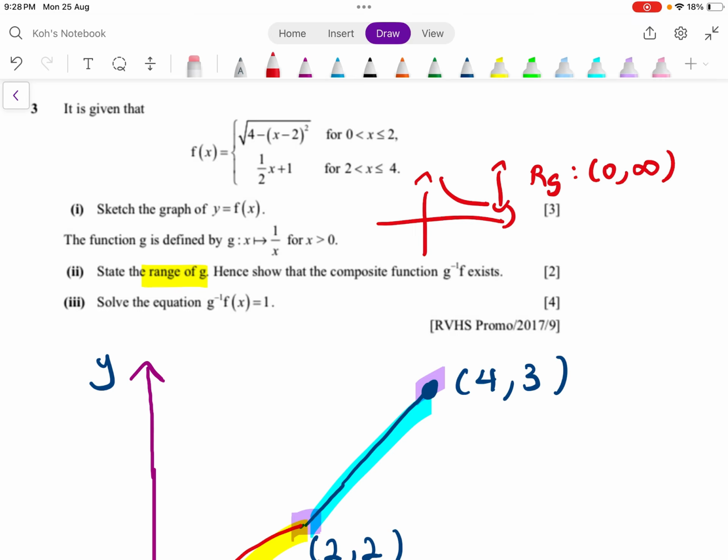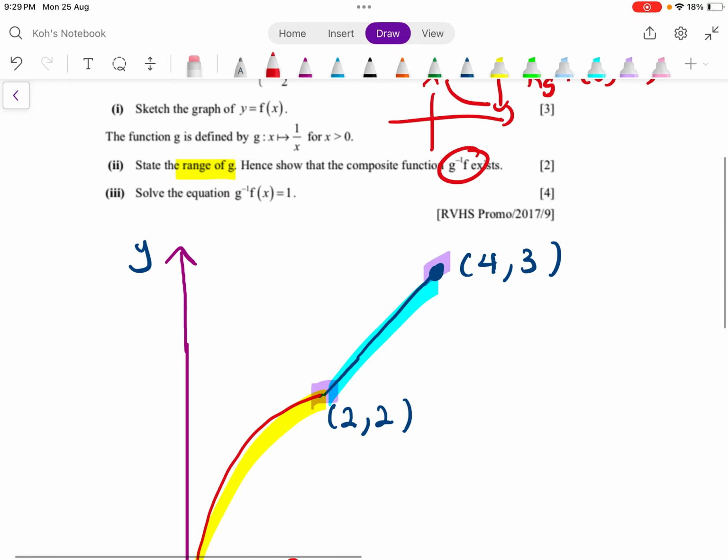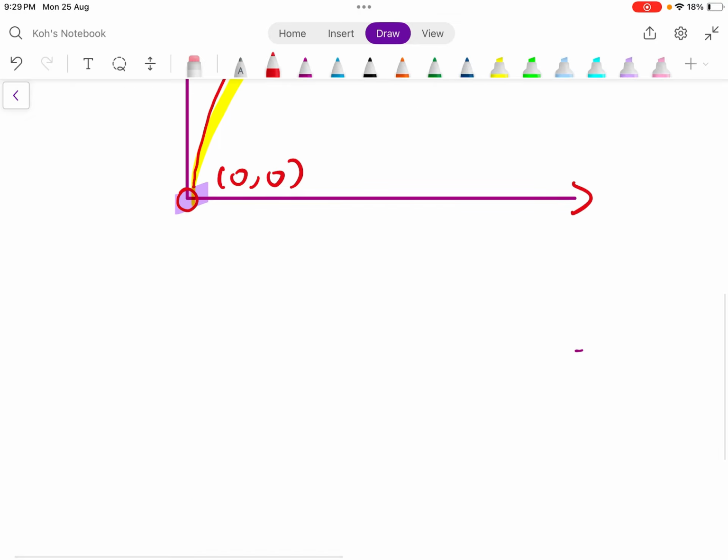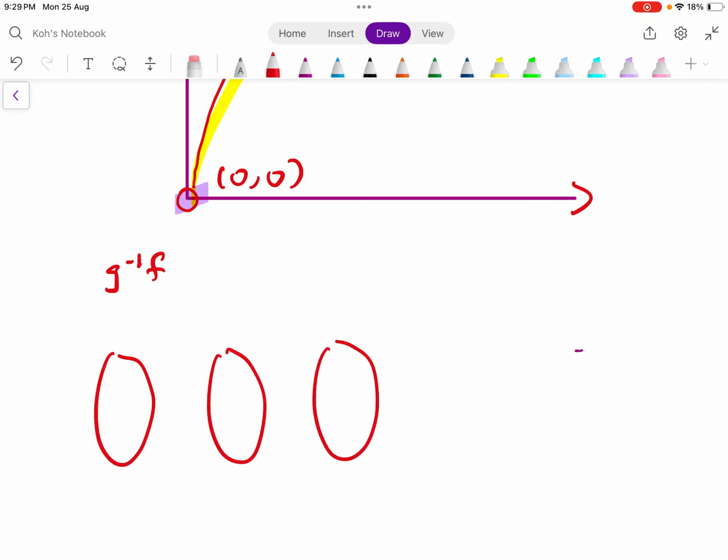Okay, then of course we are asked to show that the composite function g inverse f exists. So first thing you will need to do is the 3 circles. So g inverse f. So of course we start off with f first, and after that I draw a 3 circle first. So this will be your domain of f, then this will give you the range of f, and of course domain of g inverse will give you the range of g inverse.